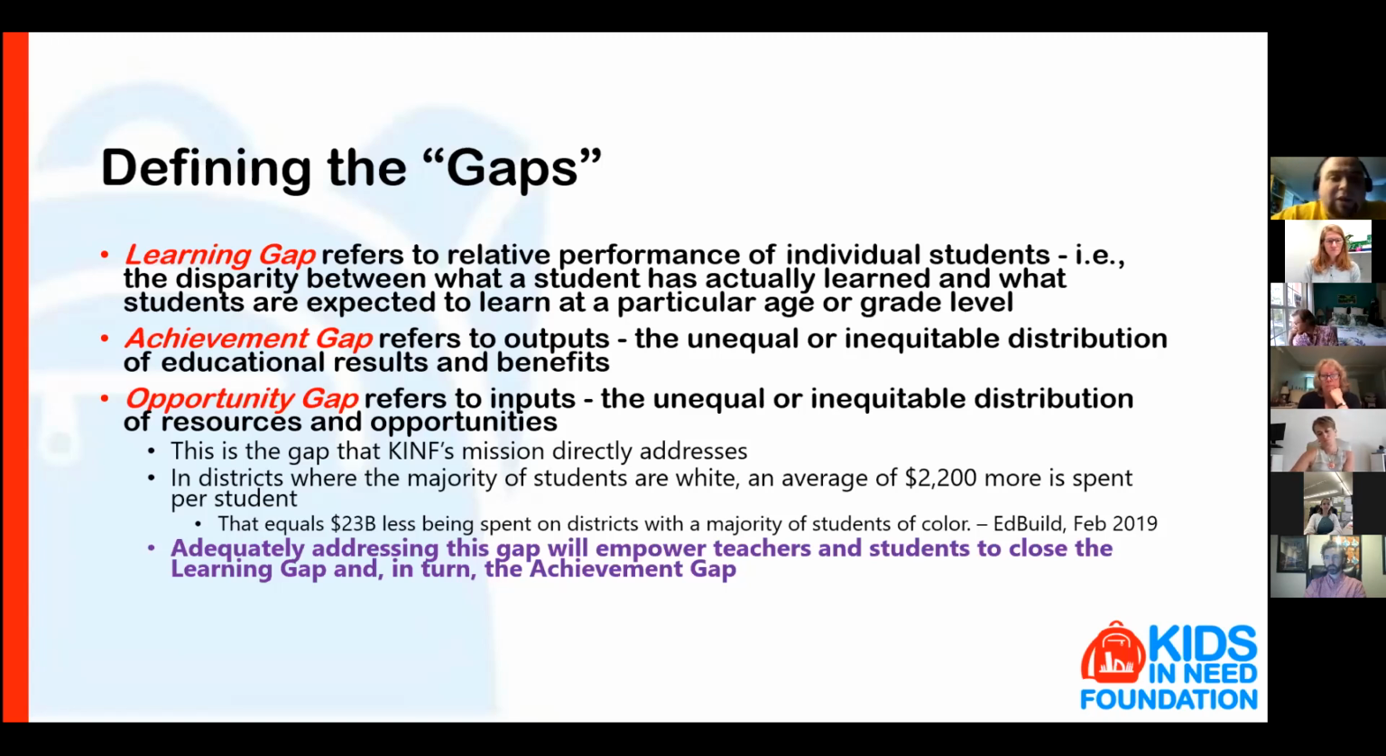A really good example of this is districts where the majority of students are white. An average of $2,200 more is spent per student, which equals approximately $23 billion less being spent on districts with a majority of students of color. That's from EdBuild within the past couple of years.